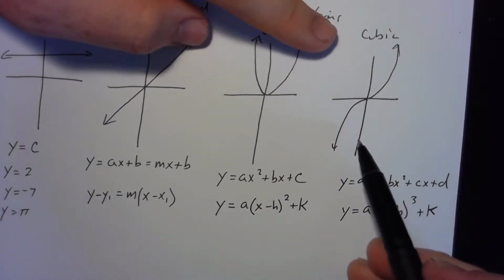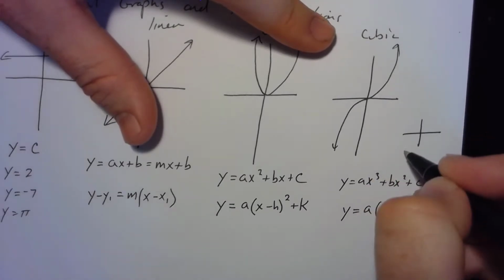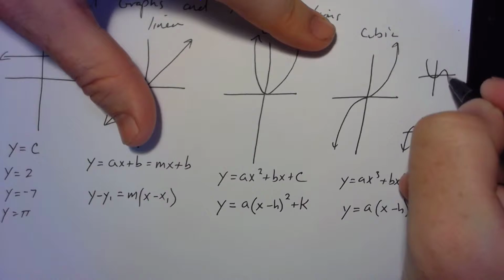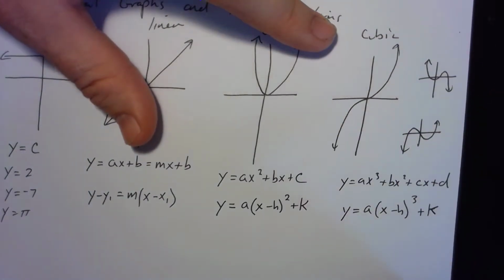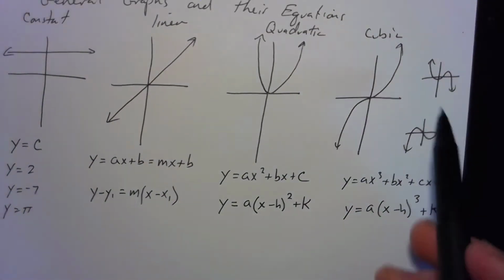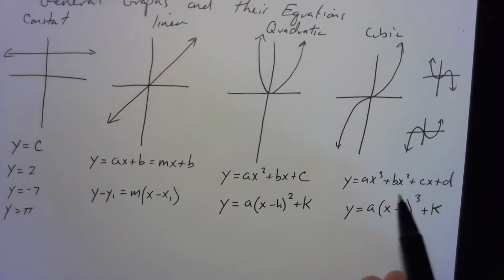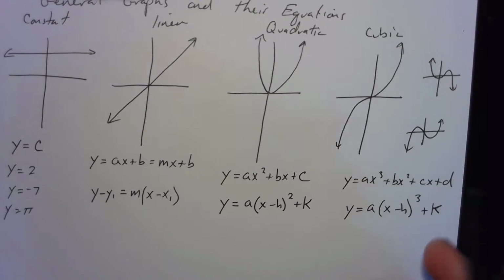Now this is not the only form of a cubic that we could see. For instance, we could see a cubic that looks something like this. It could also look something like this. It can't be sideways, however. That is not a cubic. So these are all different versions of a cubic that you might be able to see. They're going to either have an equation that looks like this or an equation that looks like this.